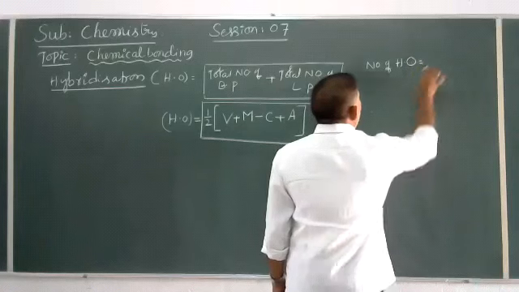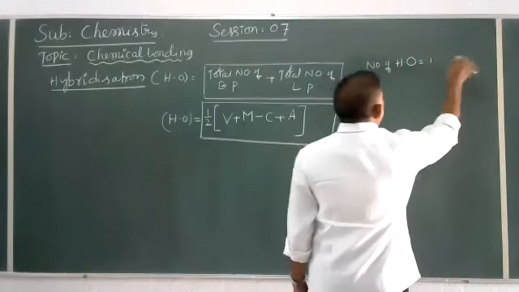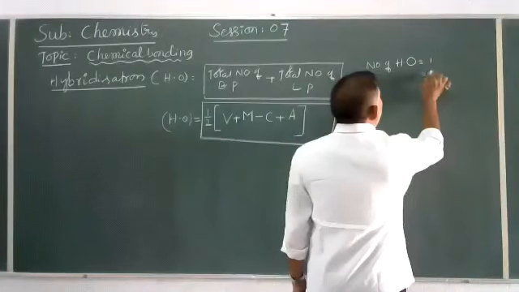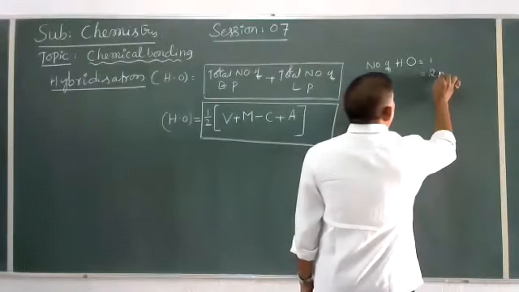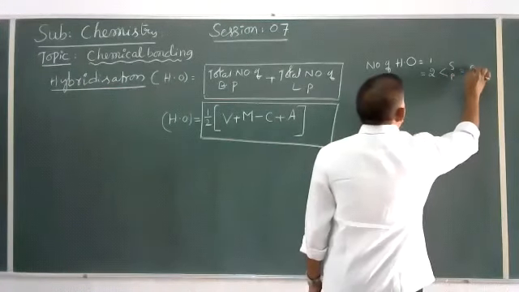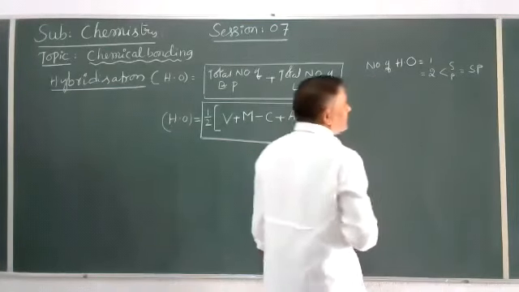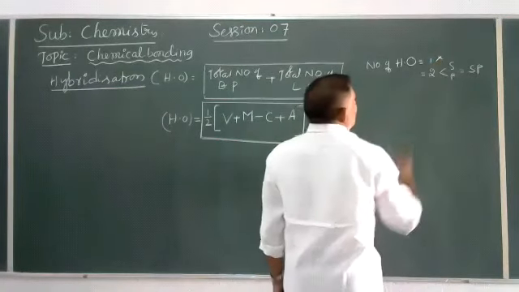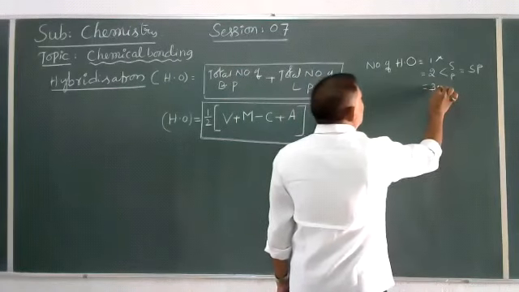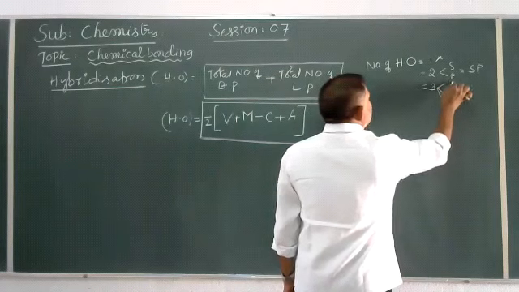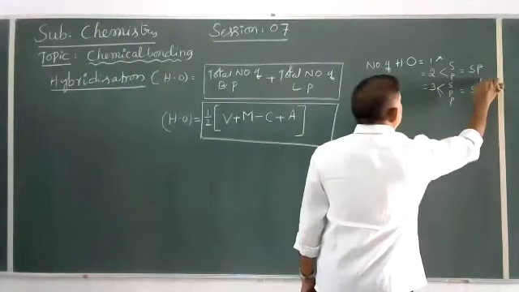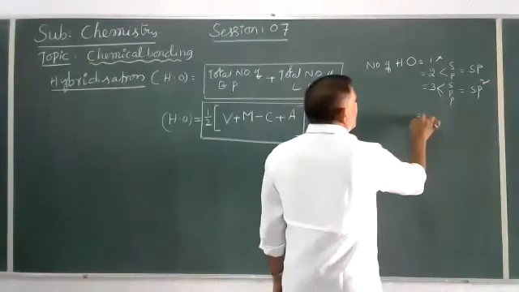If the number of hybrid orbitals is 1, there is no intermixing, so there is no hybridization. If the number of hybrid orbitals is 2, one is S and one is P, so the hybridization is sp. If the number of hybrid orbitals is 3, one is S and two are P, so the hybridization is sp2.